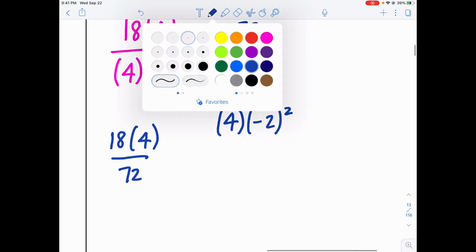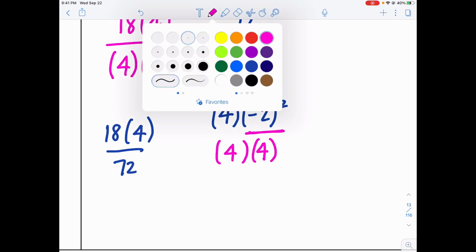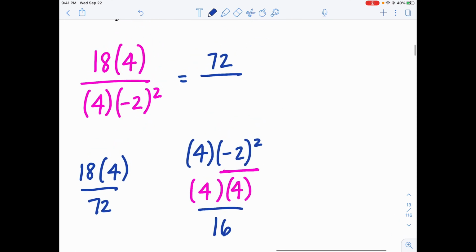Order of operations tells me that I need to do the exponent before I can do the multiplication. Remember, this is a -2 squared. A -2 times a -2 is a +4. That, after bringing down everything that I haven't used yet, leaves me with a +4 times a +4. And a +4 times a +4 is 16. So now I have 72 over 16.